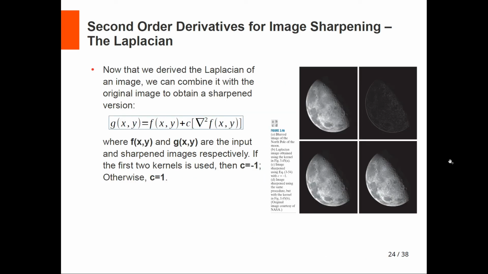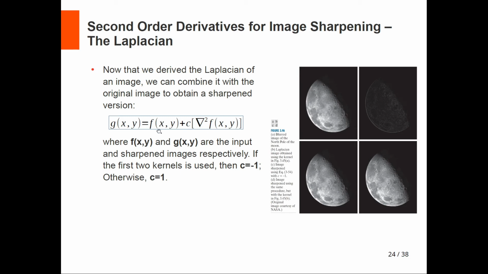So now that we saw how Laplacian can be defined, let's just look at a quick example. As I mentioned, using Laplacian we can get the fine details of the image. So what we can do is that we can combine the Laplacian of an image with the image itself to basically enhance its fine details.